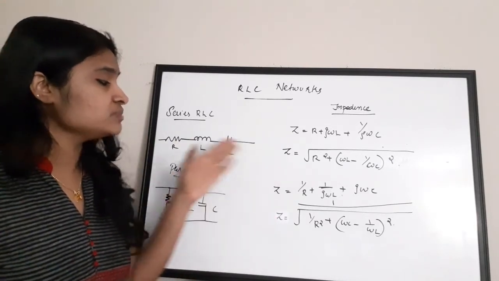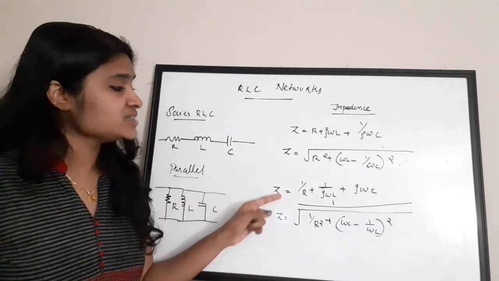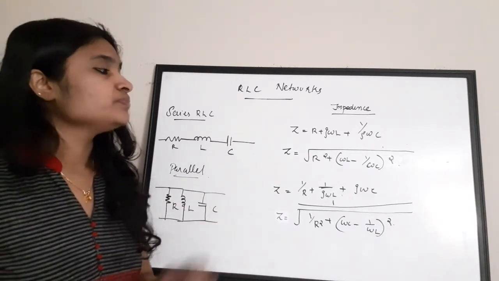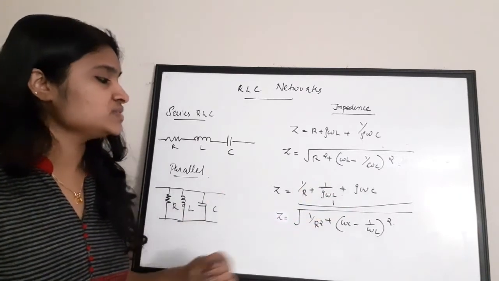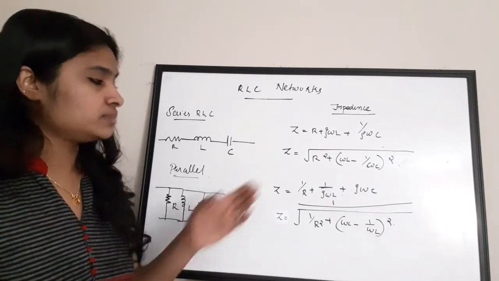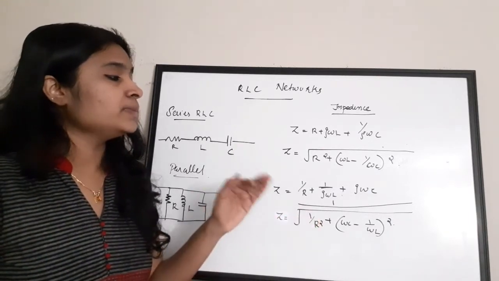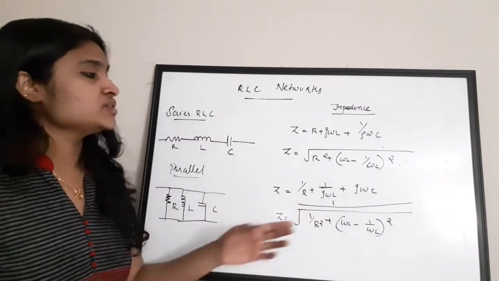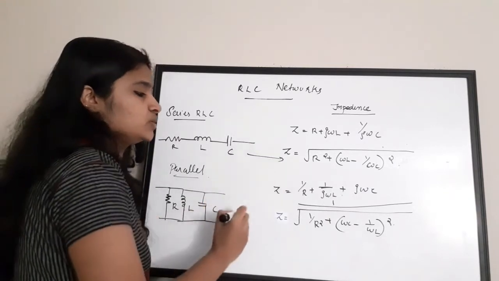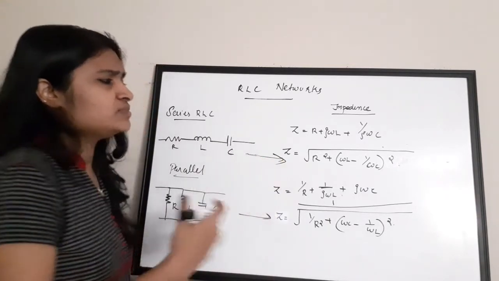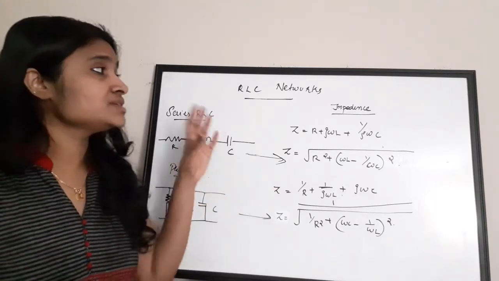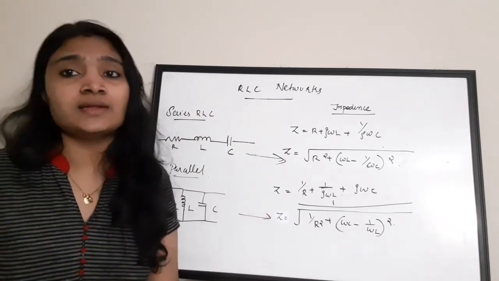In terms of the parallel connection, the complex equation is given by 1 by Z equals 1 by R plus 1 by J omega L plus J omega C, and the absolute value is given by Z is equal to 1 by square root of 1 by R square plus omega C minus 1 by omega L the whole square. These are the equations, and the most important is the absolute value equation, because they will ask only for the absolute value of impedance for series or parallel connection. So, this is the RLC network in series and parallel connection.